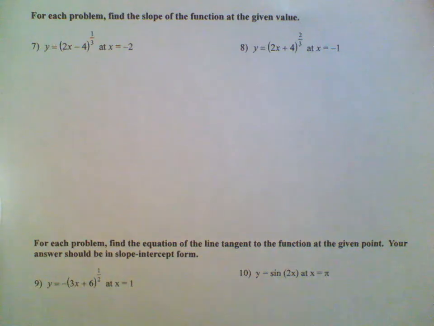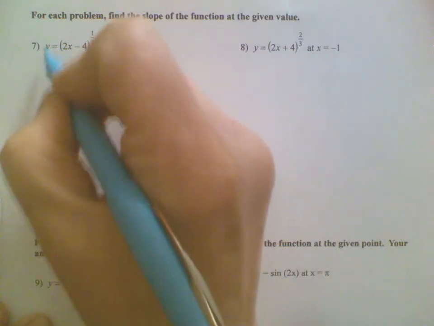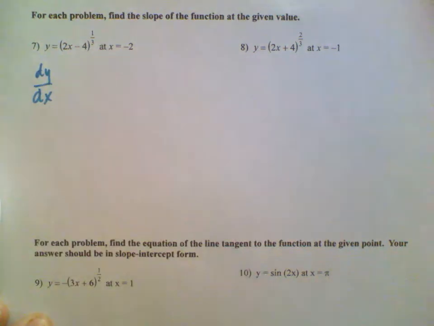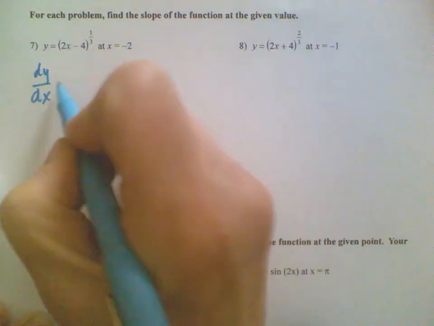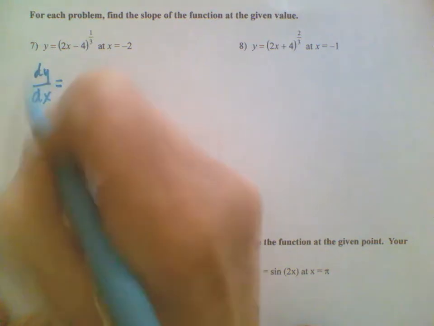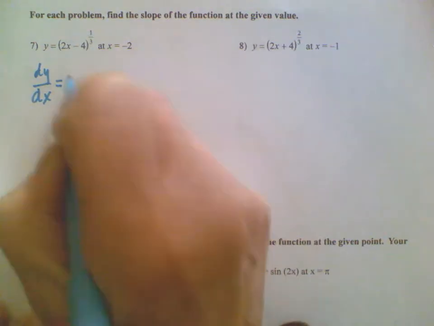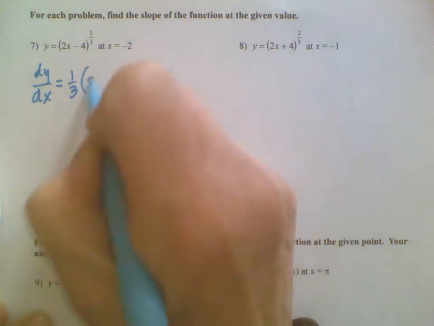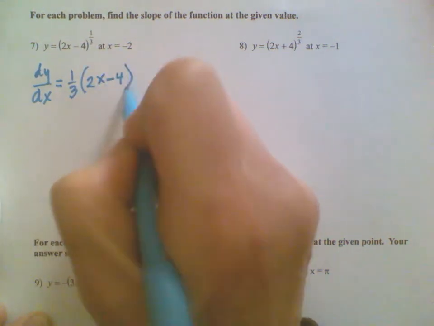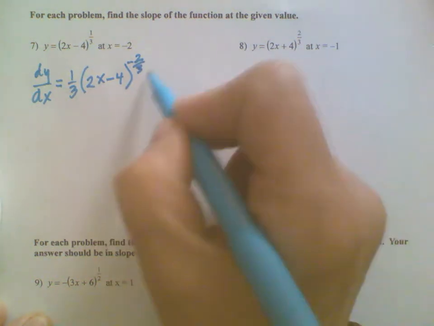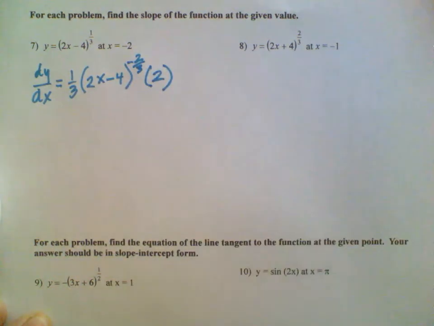So again, we're going to find our derivative. Some people write this as y prime, but really the proper way is dy/dx. And so dy/dx is the representation for the derivative of this function of y with respect to x. I'm going to do the chain rule: 1/3 times (2x minus 4), lower the power by 1, that gives me negative 2/3 power, times the derivative of the inside, which is 2.